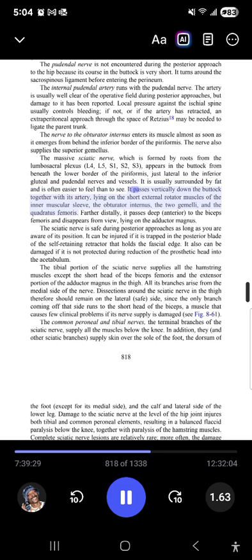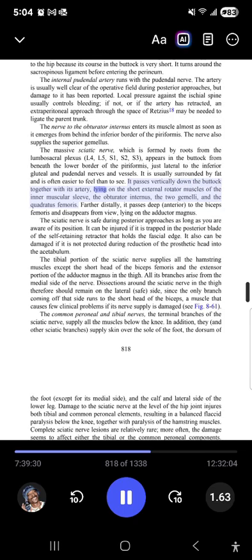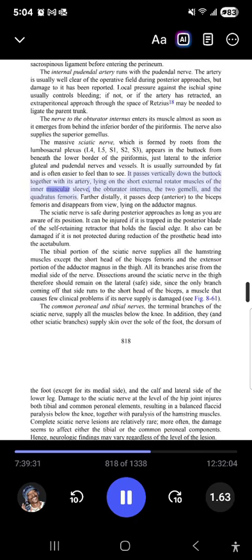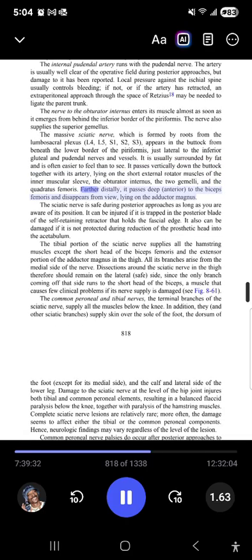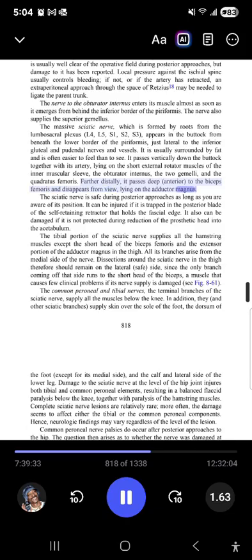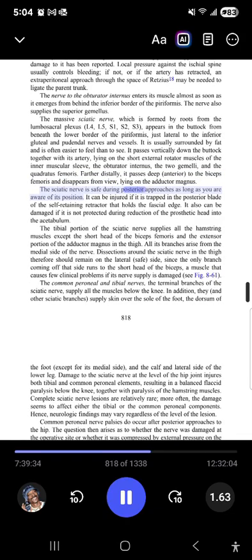It passes vertically down the buttock together with its artery, lying on the short external rotator muscles of the inner muscular sleeve: the obturator internus, the two gemelli, and the quadratus femoris. Farther distally, it passes deep to the biceps femoris and disappears from view, lying on the adductor magnus. The sciatic nerve is safe during posterior approaches as long as you are aware of this position.